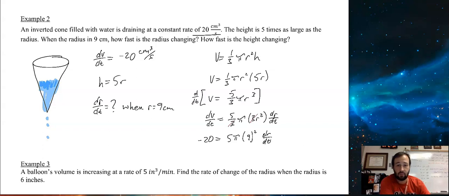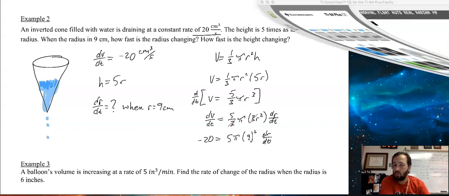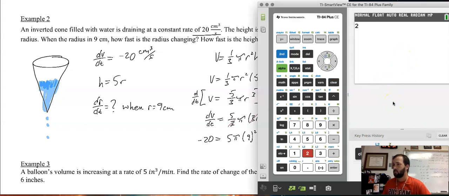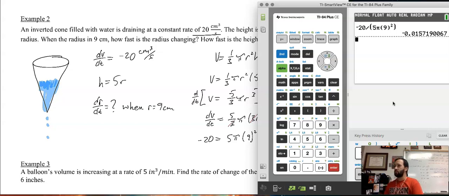And then we get to use a calculator. Oh, come on, mouse. Come onto this screen. I have 2 screens here, and it's confusing. There's my calculator. Okay, so with this, let's see if I can get it to work. I have -20. Let me type. Oh, do I have to be on the screen? That's stupid. All right, so -20 divided by 5 times pi times 9 squared. Make sure you have your parentheses around that, otherwise it will not come out.